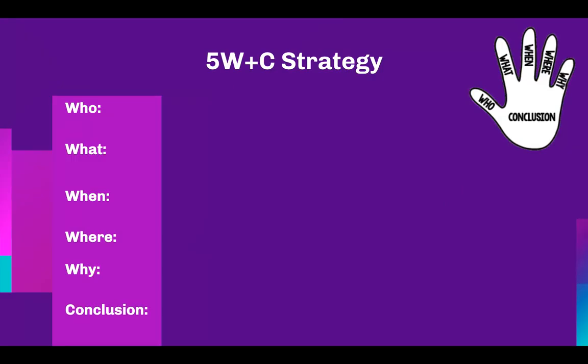So now let's look at the strategy, the 5W plus C strategy. The 5 W's are who, what, when, where, and why. And the C is the conclusion. You'll notice I have my little hand there with the thumb starting who, what, when, where, why, and the conclusion is what wraps everything up, so it's right in the middle. If you've seen my summarizing narrative text video, you'll recognize this little hand. I like to use it for both summarizing strategies. You just have to differentiate between the nonfiction and the narrative.